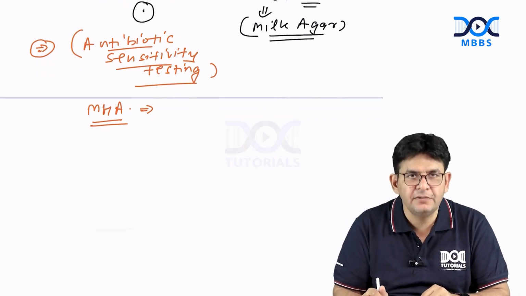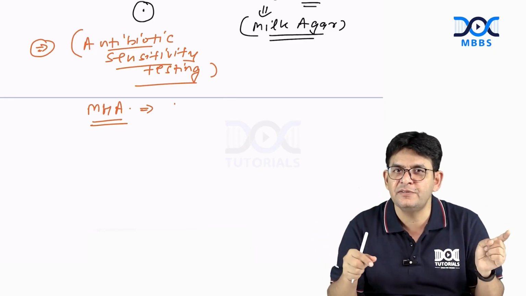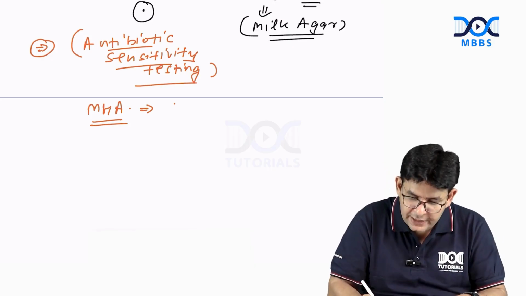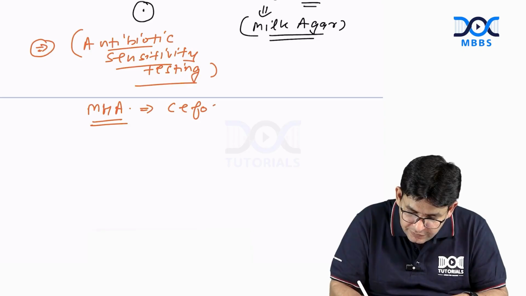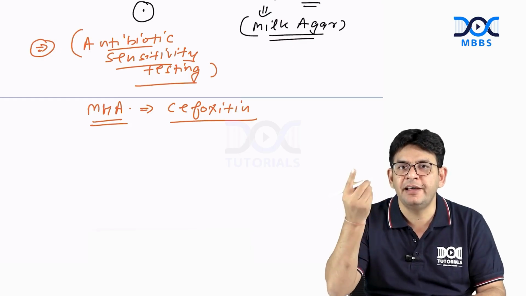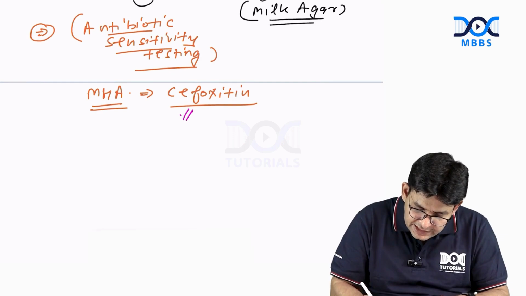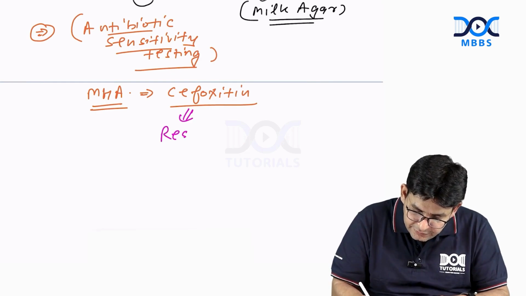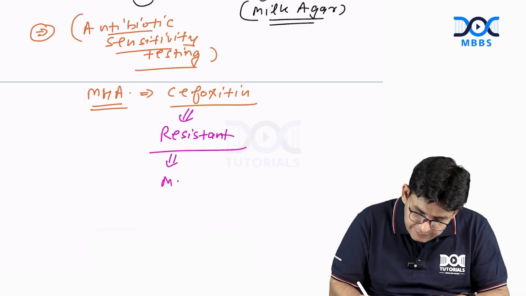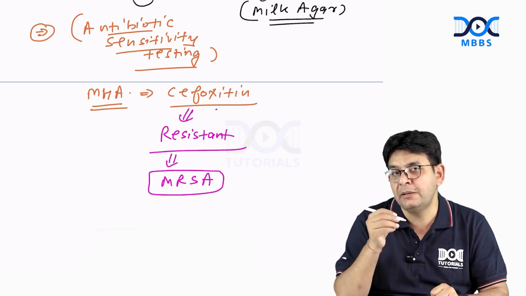Now the organism is there over that plate, then you put the antibiotics. And just now we have seen that all sorts of antibiotics which act against gram-positive cocci can be put. And especially you have to put which antibiotic? Cefoxitin. Now tell why. Why do you need to put cefoxitin? Guys, important is this: if it comes out resistant, then you should be very much careful about MRSA, that you're dealing with MRSA.